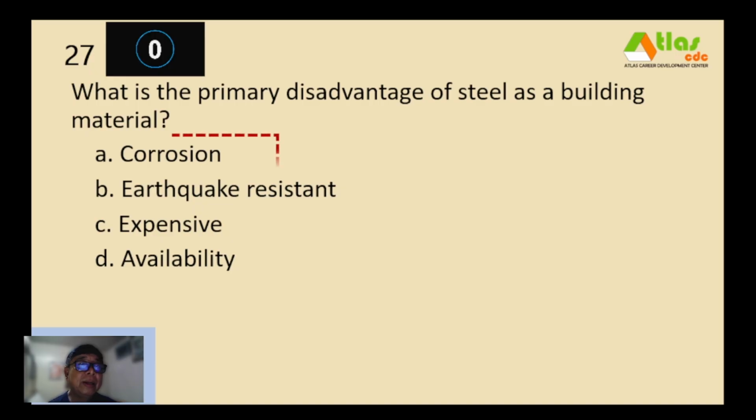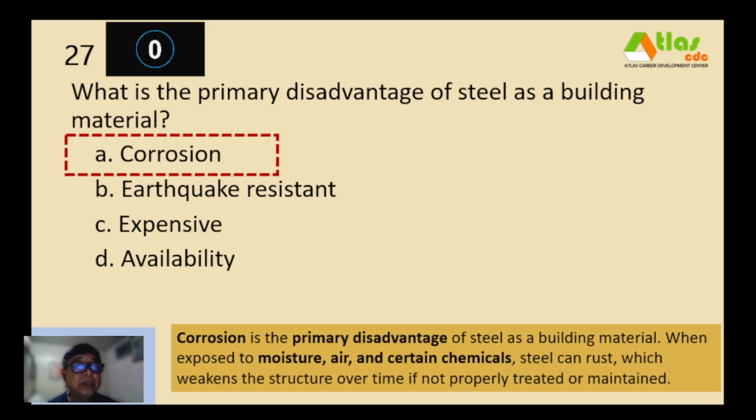And our correct answer is letter A, corrosion. So corrosion is the primary disadvantage of steel as a building material. When exposed to moisture, air, and certain chemicals, steel can rust, which weakens the structure over time if not properly treated or maintained.